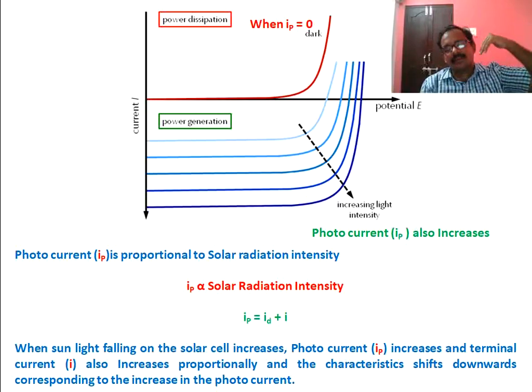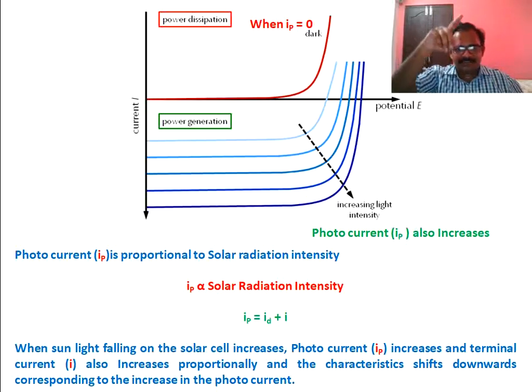Whenever the curve shifts downwards, the negative I is increasing and the power generated will also be more. The photon current is proportional to solar radiation intensity, so whenever the solar radiation intensity increases, IP also increases, because both are directly proportional. As solar radiation falling on the solar cell increases, IP increases.